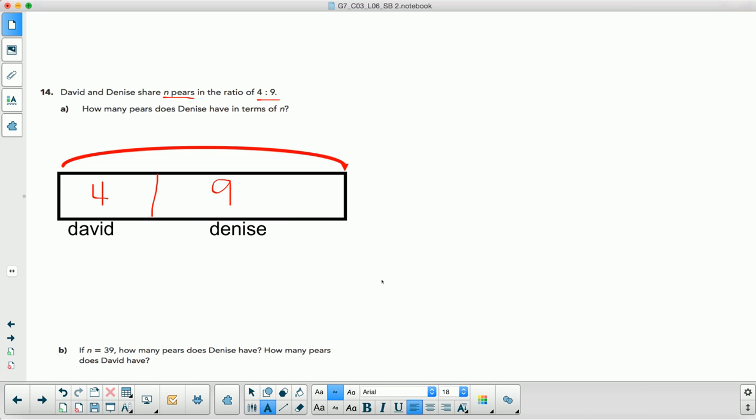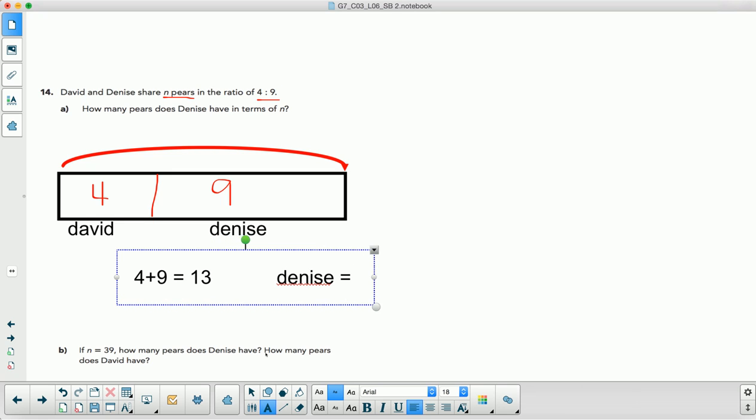Now, in order to find out how many pairs Denise has in terms of n, what you have to do is find the total number. So this is our whole. So what we have to do simply is 4 plus 9, which equals 13. Now we know that Denise has 9 out of 13 in terms of this ratio.